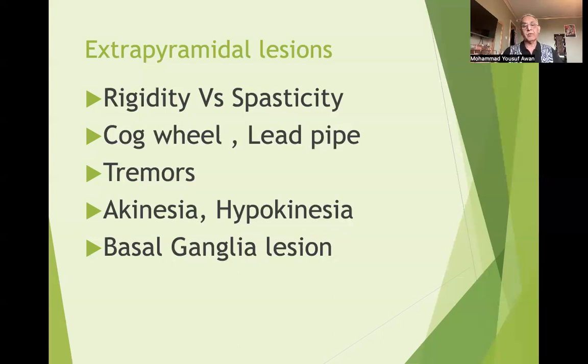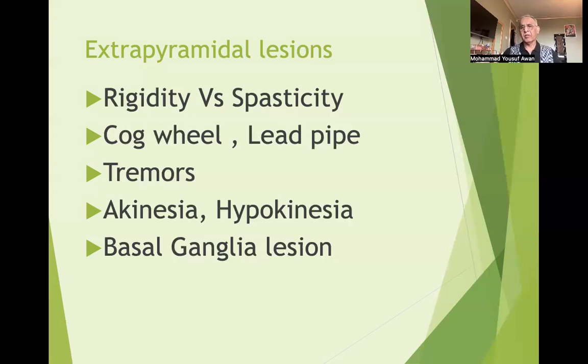So rigidity is of two types: lead pipe or cogwheel. Lead pipe means it is stiff in all ranges of movement. So this is the lead pipe rigidity, stiff all over in all ranges of the movement. While cogwheeling is when there is some jerky movement, you feel jerky movements when you check for the rigidity. This is because of superimposed tremors, which may not be apparent most of the time, but when you feel jerky movement on examination of the tone, then probably it's cogwheeling. So these are the typical features of the extrapyramidal lesion.